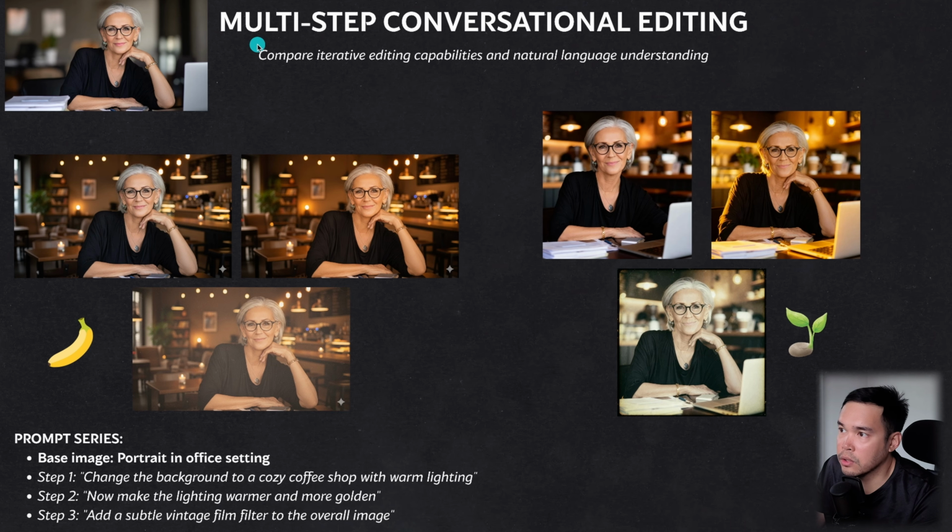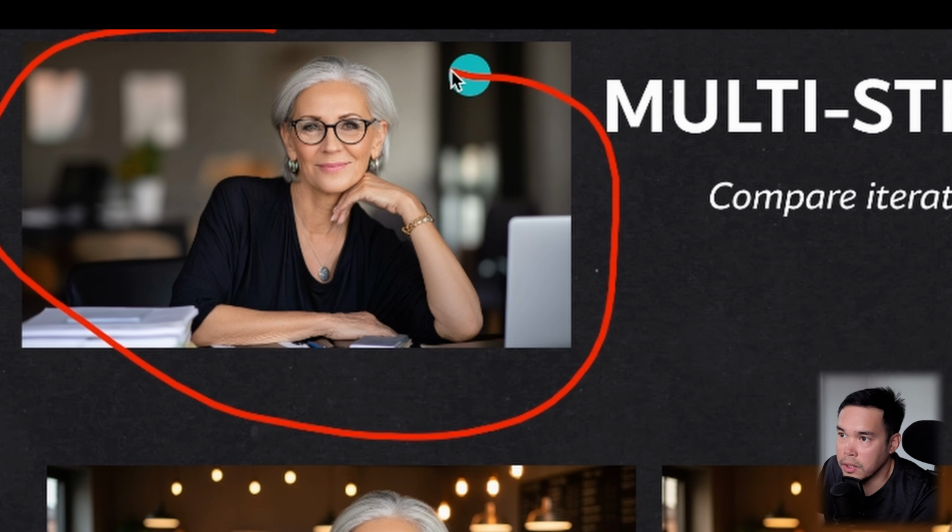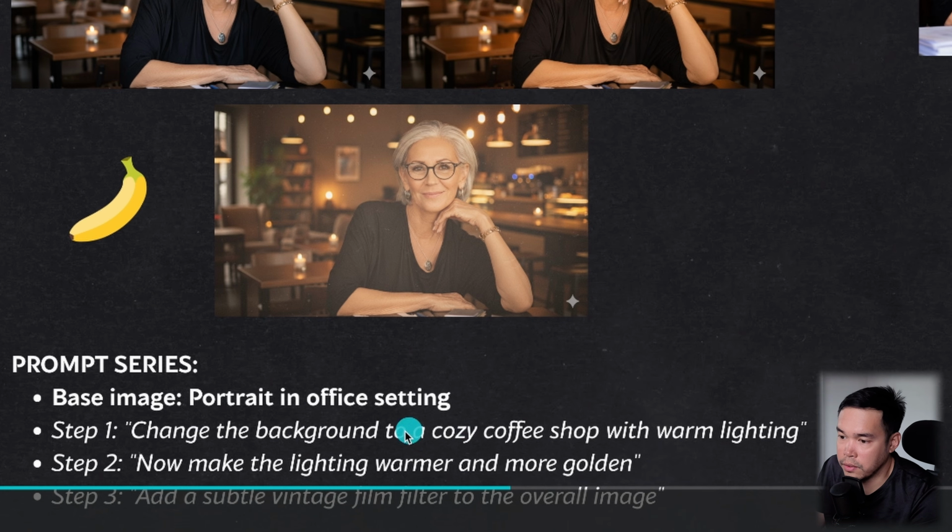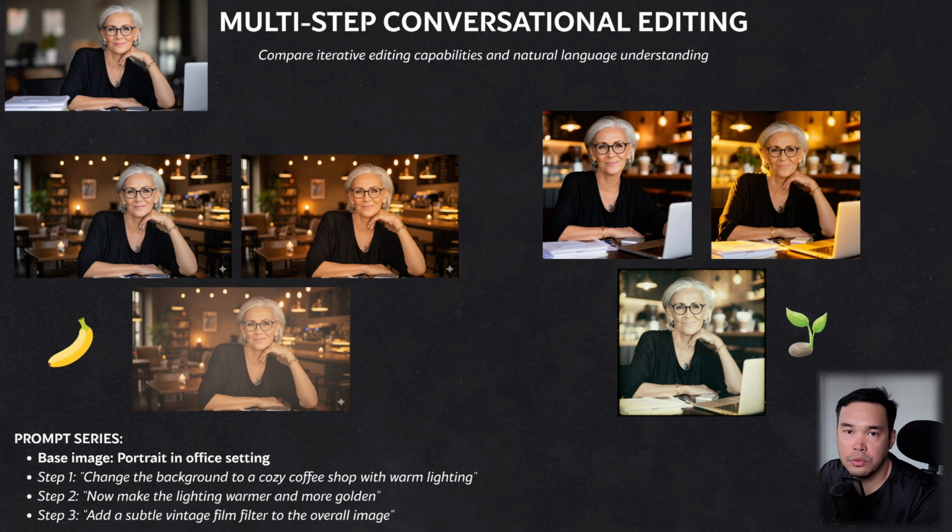So the goal of the multi-step conversational editing test is to compare iterative editing capabilities and natural language understanding. So we fed it this image of a lady in an office, and we fed it these series of prompts. So first is to change the background to a cozy coffee shop with warm lighting. It changed the lighting to be warmer, and then it put a film grain over the image. This was done through the Gemini app. Now for Seedream, we don't have access to its native chatbot yet, so I tested this using LM Arena.